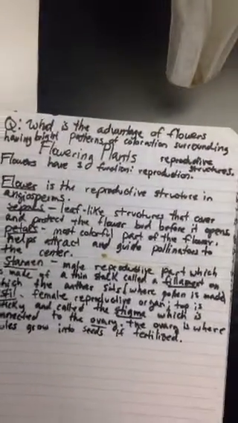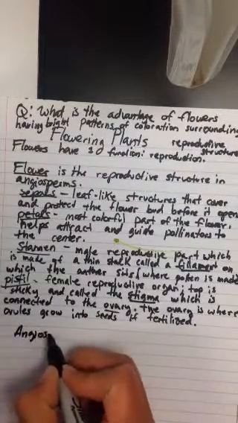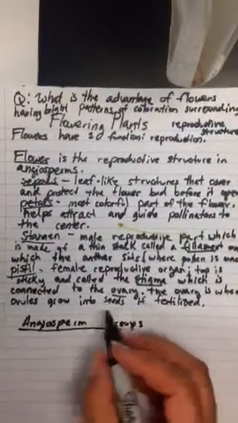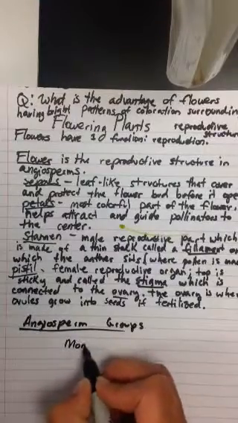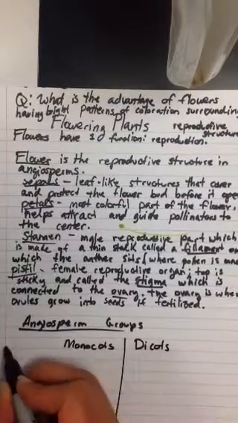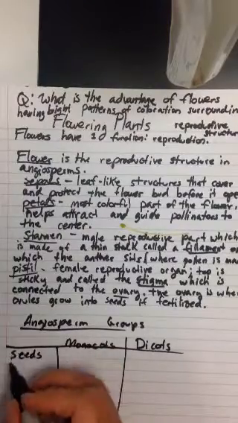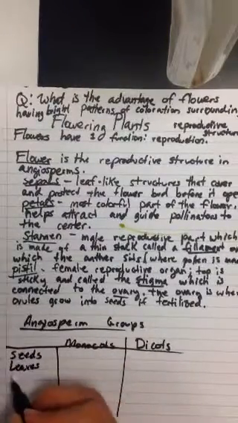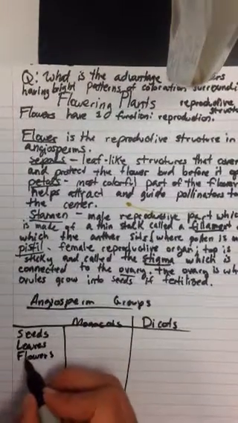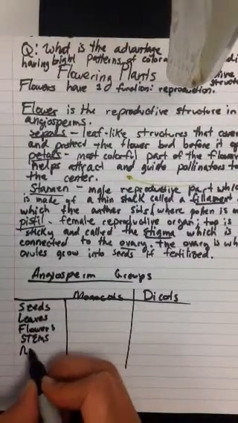Okay, so real quickly, the two main divisions of angiosperms. Angiosperm groups or divisions are monocots and dicots. And let's talk about their seeds, their leaves, and their flowers. Also their stems and roots.